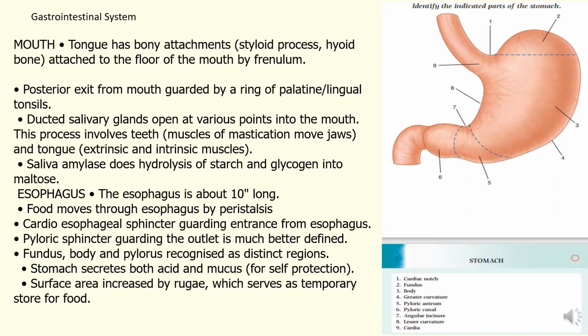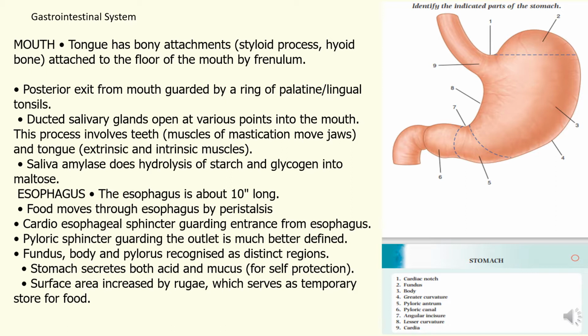Esophagus. The esophagus is about 10 inches long. Food moves through the esophagus by peristalsis. The cardioesophageal sphincter guards the entrance from the esophagus. The pyloric sphincter guarding the outlet is much better defined.